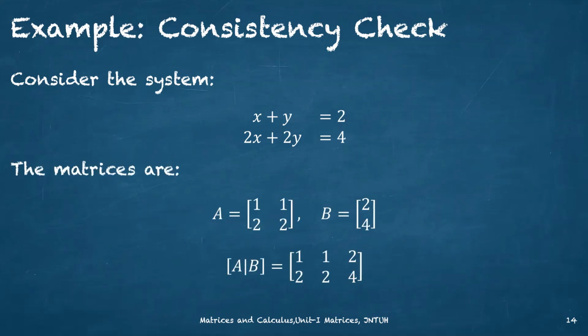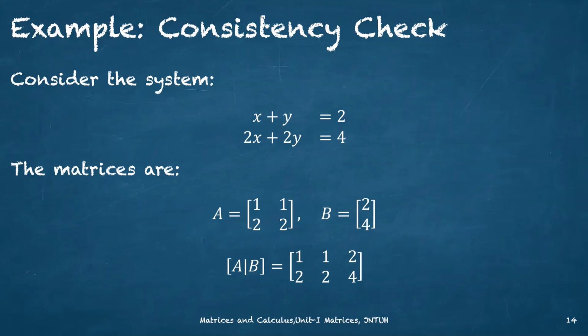Example, consistency check. Let's look at an example to check whether a system of equations is consistent. The system is x plus y equals 2 and 2x plus 2y equals 4. From this system, we can form two matrices. Matrix A is the coefficient matrix 1, 1 and 2, 2. Matrix B is the column of constants 2 and 4.